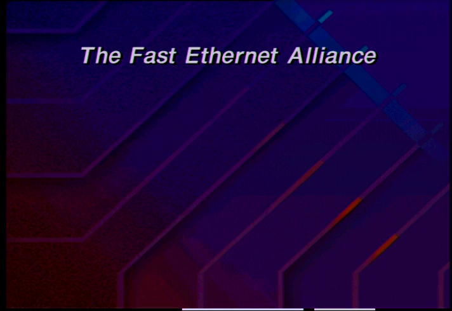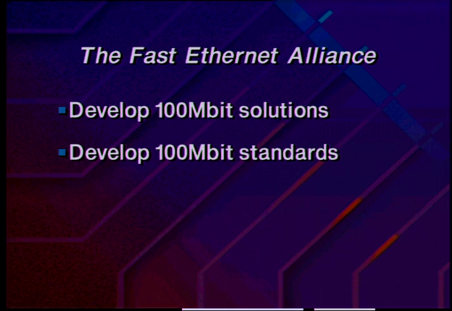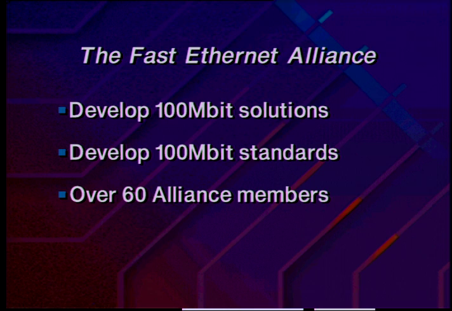A group of vendors who thought along these lines got together and formed an organization called the Fast Ethernet Alliance. The alliance was primarily formed to facilitate the development of 100 megabit CSMA/CD and to facilitate development of standards for 100 megabit solutions and interoperability mechanisms so that vendors could test products and make sure that they interoperate properly. This organization now has over 60 members, including manufacturers who account for over 80% of all Ethernet sold today.